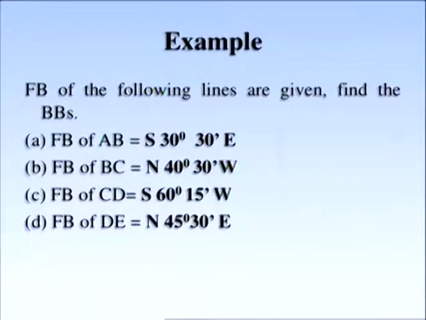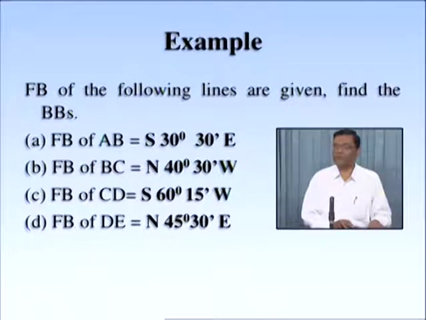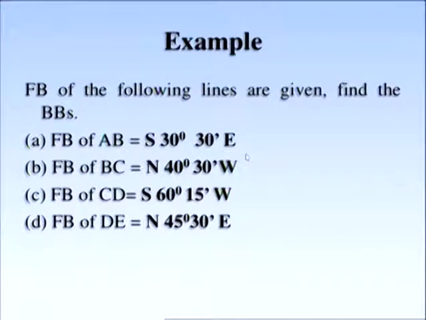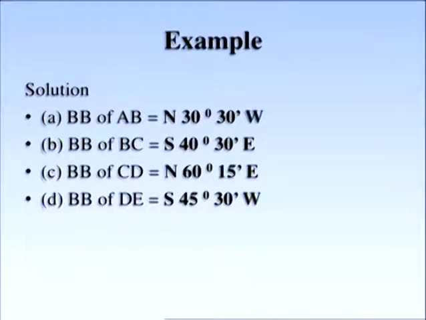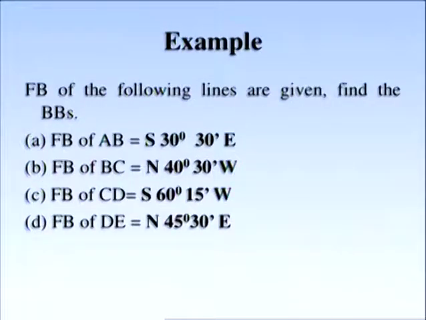So here the fore bearing of line AB is south 30 degrees and 30 minutes east. Fore bearing of line BC is north 40 degrees 30 minutes west. Fore bearing of line CD is south 60 degrees 15 minutes west, and fore bearing of line DE is north 45 degrees 30 minutes east. And you have to convert the fore bearing into back bearing. It's very easy. Whenever you find south, simply put north, and whenever you find north, simply put south.